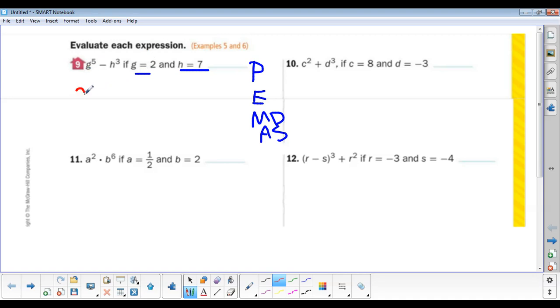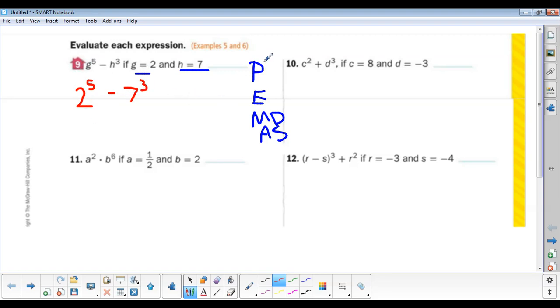So instead of the letter G, I'm going to put 2, and then I'm going to put that exponent. You asked earlier about what a power is. A power is this right here. It's a base and an exponent. So next I'm going to substitute 7 for H. So instead of the letter H, I'm putting 7, but I keep its exponent.